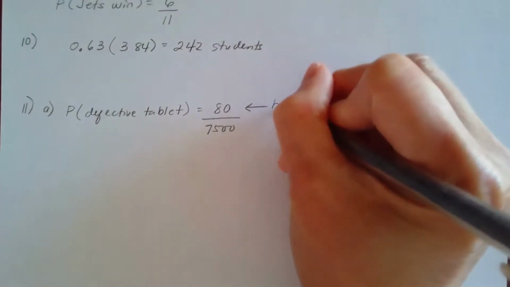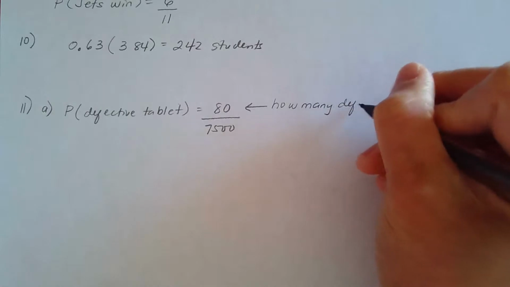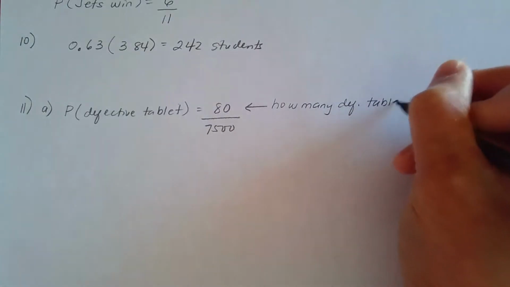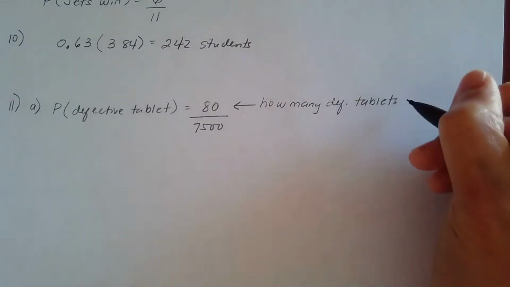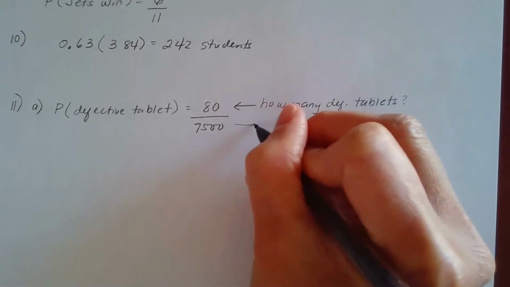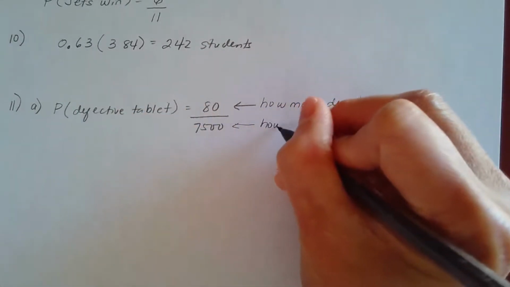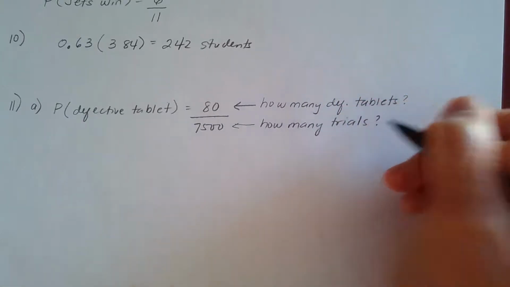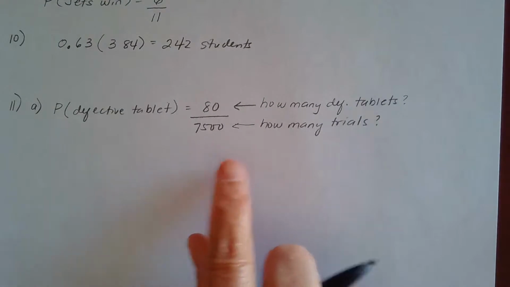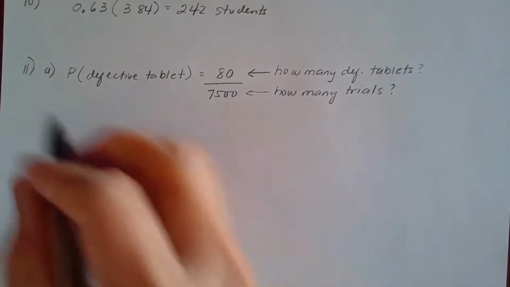So this 80 came from how many defective tablets? That's from the experiment. And then this one here, 7,500, means how many trials? So how many actual tablets did they check? Okay, so that's that.